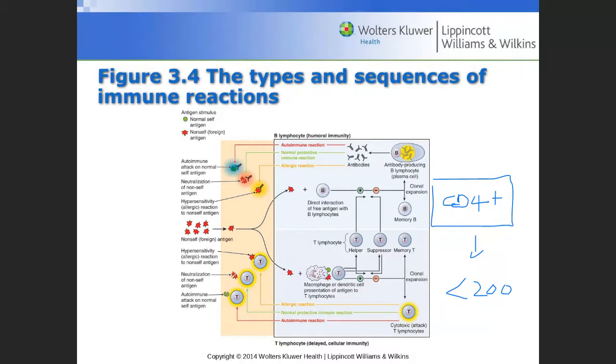And those people who have AIDS are prone to have secondary opportunistic infection, things like yeast or Giardiasis, for example.